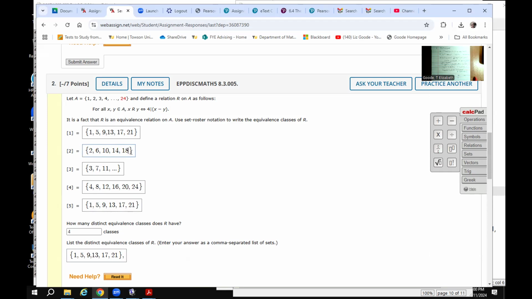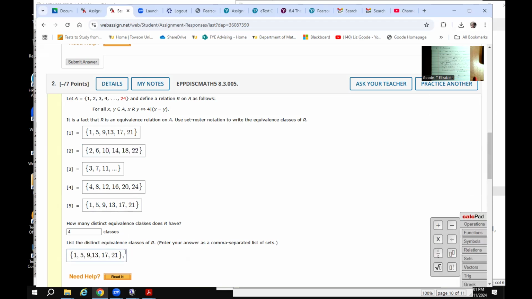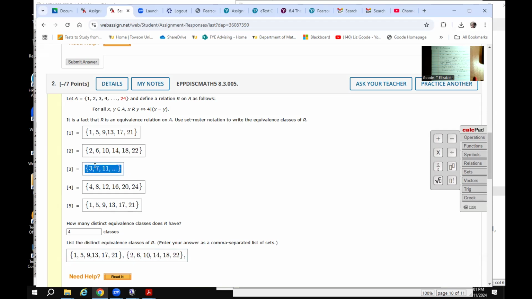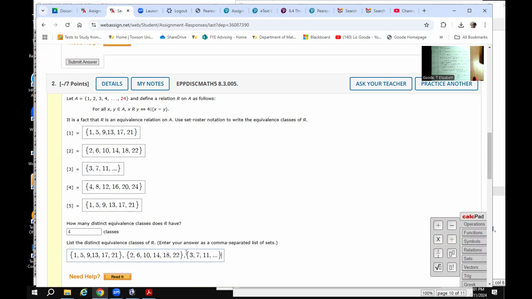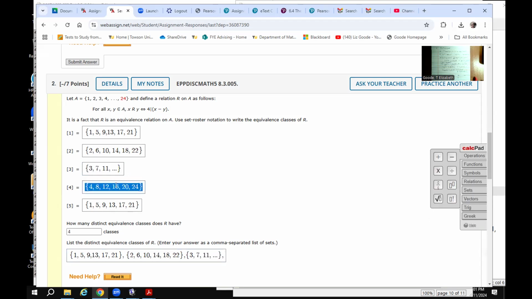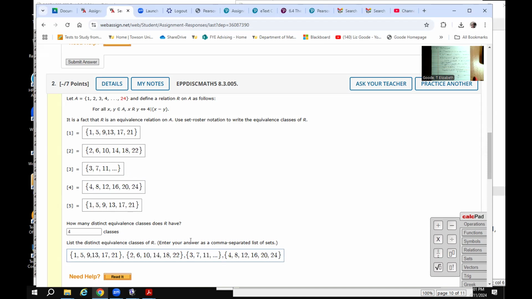18. Good. What's the next number? 22. Good. And that's it, because then we would be bigger than 24 if we wanted to try to put 26. So we can Control C that, and put that one in here. I'm just using Control C and Control V, right? And then we have to finish this one and put it here, right? And then the last one is this one. It's a comma separated list of sets.